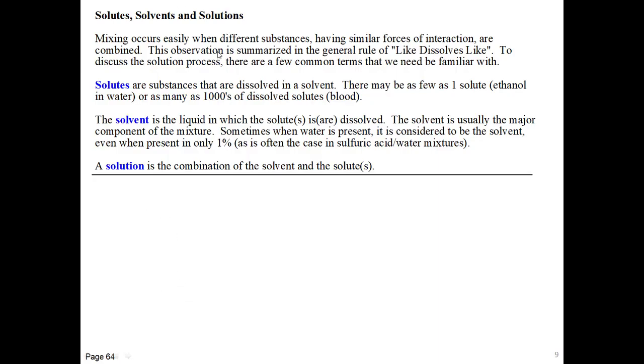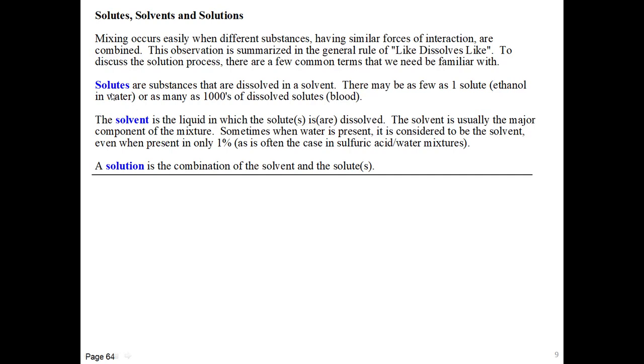Okay, we got a little bit more to do here, and that is we're going to look at solutions. So solutions are a combination of solutes, the things that are dissolved, and the solvents, the liquid in which they are dissolved. Okay, so this is almost everything in life. The blood inside you is basically a solution. Now there's a general rule that people use, you might see it in your lab. It's called like dissolves like. So things that are similar tend to mix together easily, and things that are very different tend to not mix so well, say like oil and water.